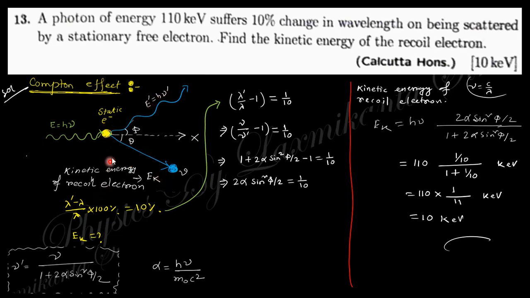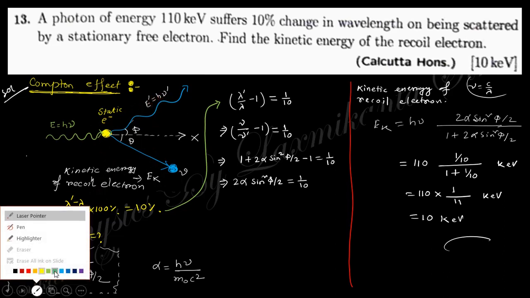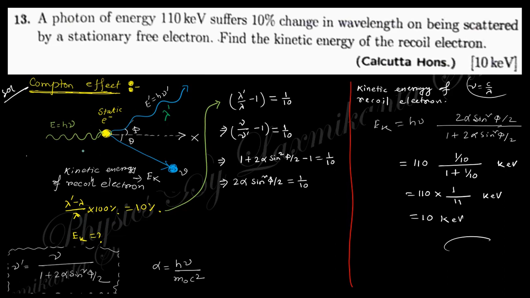Here, this is associated with lambda. If you write down the wavelength, this is lambda prime, and this is the lambda wavelength associated with the incident wave. So (lambda prime minus lambda) by lambda times 100% gives this 10%. Now you need to find the kinetic energy. You know this relation, the frequency shift: nu prime equals nu by 1 plus 2 alpha sine square phi by 2, where alpha equals h nu by m naught c square.